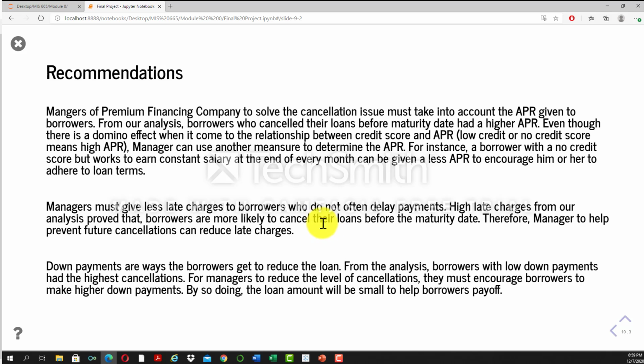Managers can also look at late charge fees. When the late charge goes up, borrowers tend to cancel their loans. So they can also look at that. Down payment: managers must encourage borrowers to pay down payments, so as to reduce the amount of money they're going to pay at the time that they are given.